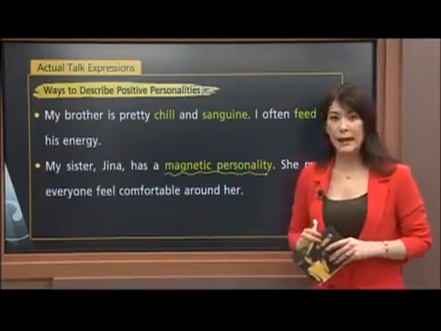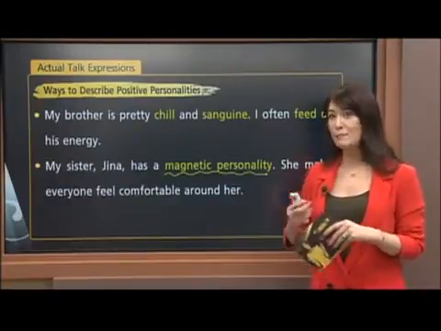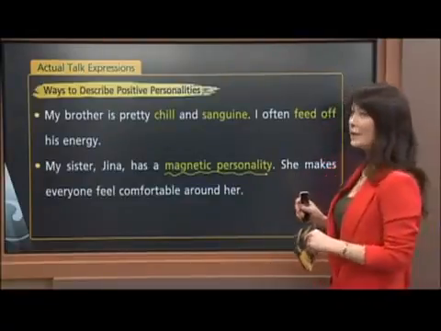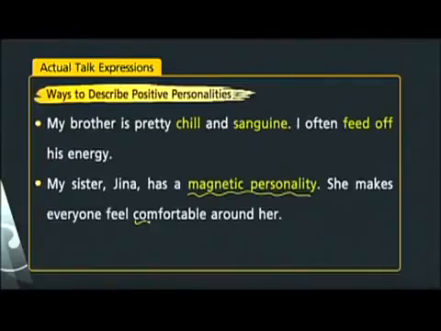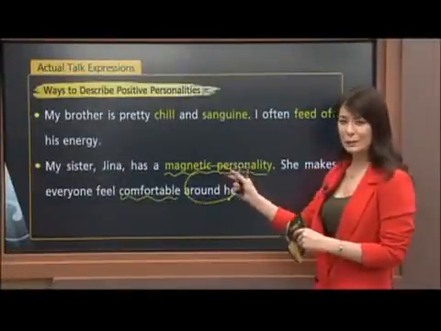Now, a person with a magnetic personality, for example, could be, of course, good looking, could be very intelligent, could be a happy person, optimistic person, full of energy. Now, this person attracts others for many different reasons, okay? And then you could explain by saying she makes everyone feel comfortable around her, meaning when people are with her, they feel very comfortable because she has a very good personality, a magnetic personality.